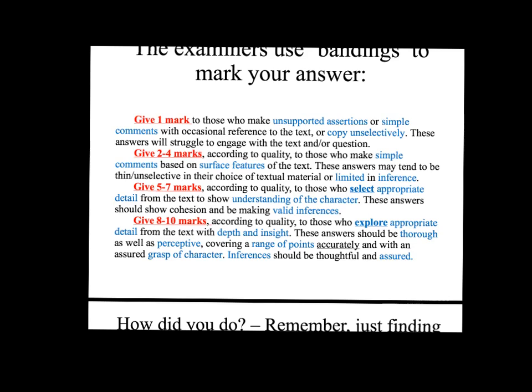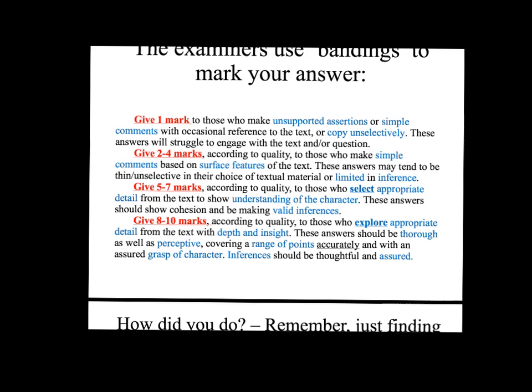So let's have a look at the way that the examiners are going to mark this particular question. When they have your examination scripts, they mark in terms of bands, okay? So if we look at the first one, we've got to give 1 mark. You'd be unlikely to get 1 mark, because to get 1 mark, you have to have unsupported assertions, just simple comments, and copying really from the text. So not really saying a lot about it, but just having lots of text copied out.